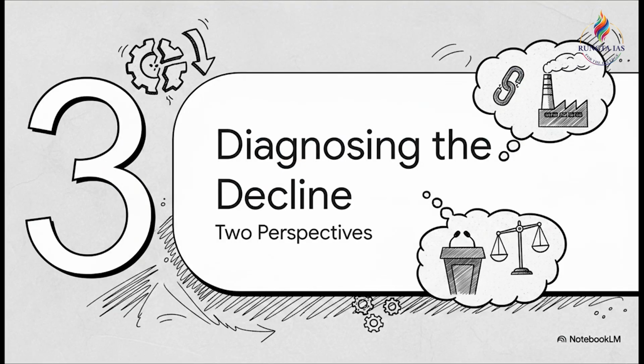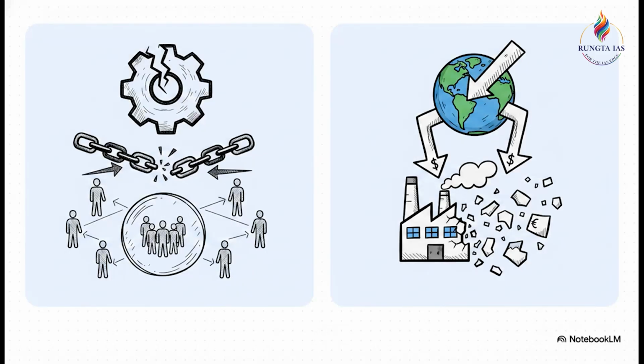So why did this happen? Why exactly did the unions lose so much of their power? This is a fantastic area to explore for a nuanced mains answer, because there isn't just one simple reason. There are two major schools of thought here, and it's important you know both. Let's break them down. Okay, let's look at the two sides of this debate.